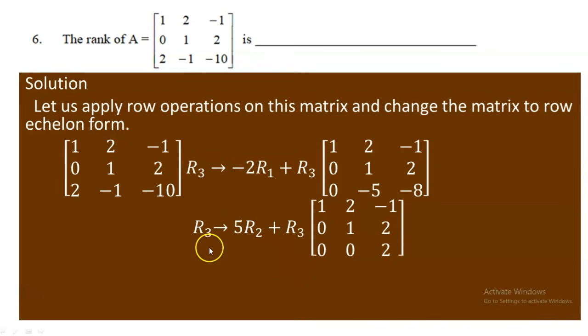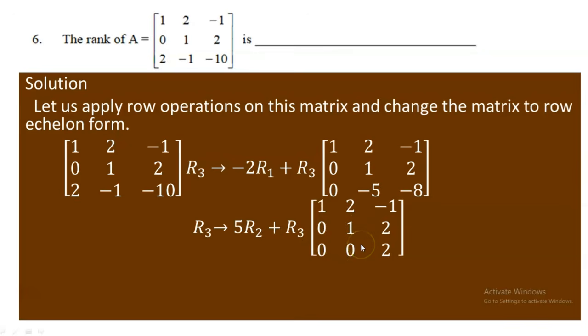Again, let's change row 3 in the following way, multiplying row 2 by 5 and adding with row 3. If you multiply row 2 by 5 and add with R3, here is what happens to R3: 5 times 0 is 0, and 0 plus 0 is 0. 5 times 1 is 5, 5 with -5 is 0. 5 times 2 is 10, and 10 plus -8 is 2. So we are having this. Now this is actually row echelon form, so it's already reduced to row echelon form.